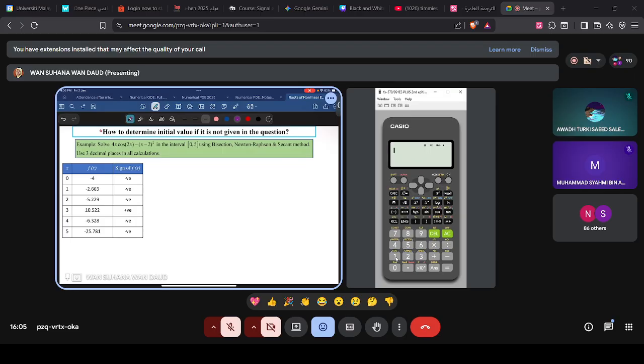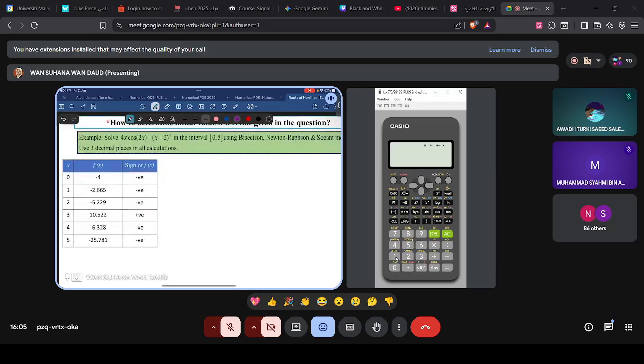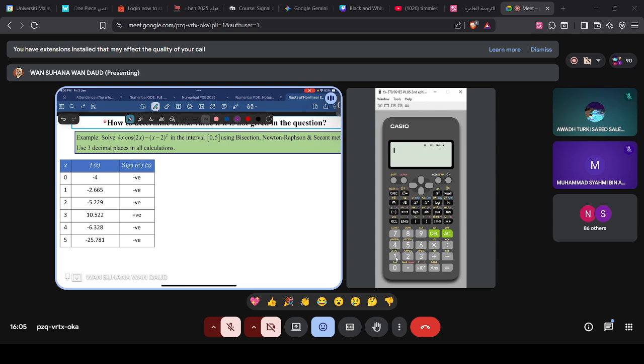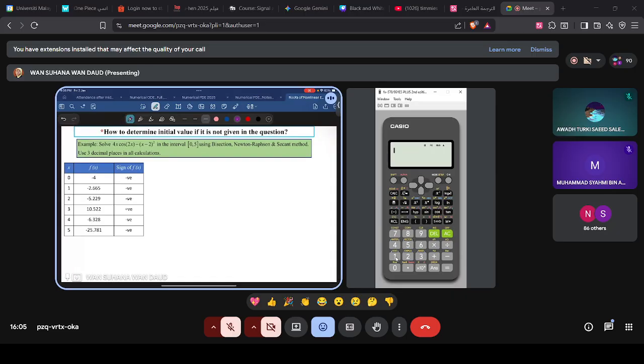The secant method needs two initial values. But now, if let's say the initial value is not given in the question, what you have to do is apply the initial value problem. If f(a) and f(b) have different signs, then there exists one solution between the interval. Okay, let's check this question.